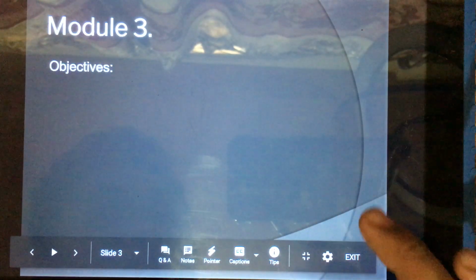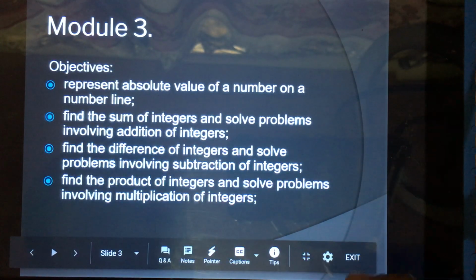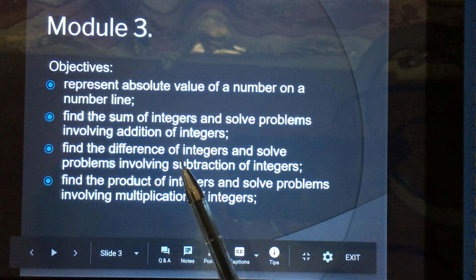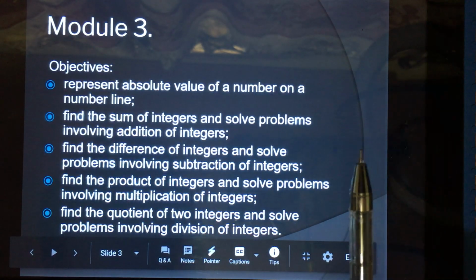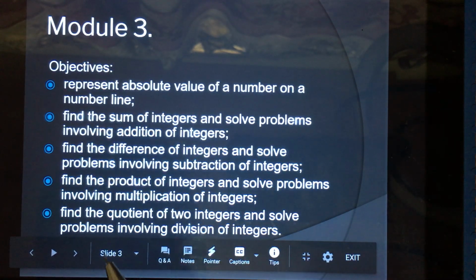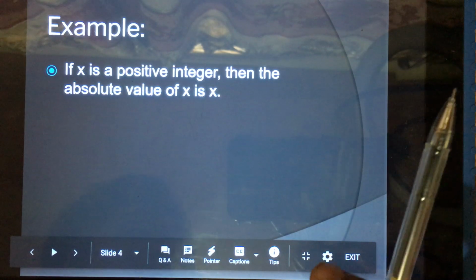For module number 3, these are the things that we will be talking about: the representation of the absolute value, the sum of integers, the difference of integers, the product of integers, and the quotient of integers. All of these are the 4 basic operations in mathematics. Next, let's begin with an example of the absolute value.